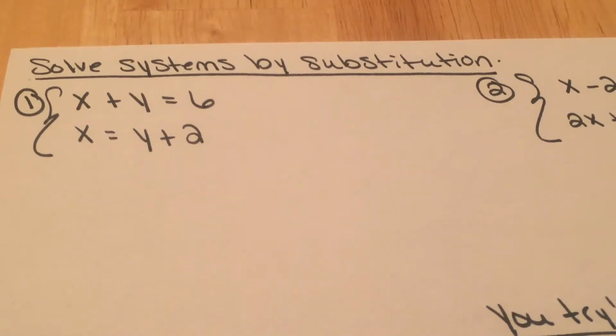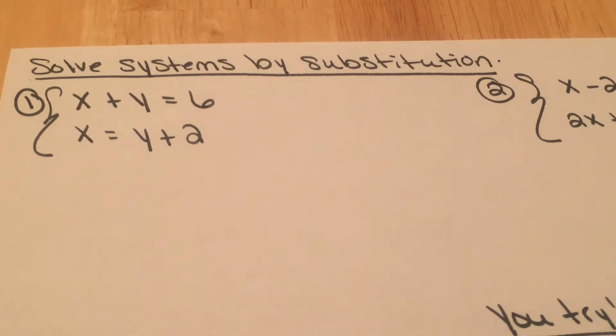Now we're going to solve systems by substitution. So we learned how to graph. We know that already. We can see that it's where those lines will intersect, or not intersect, or are the same line. But now, how do we solve by substitution? And I actually love this.